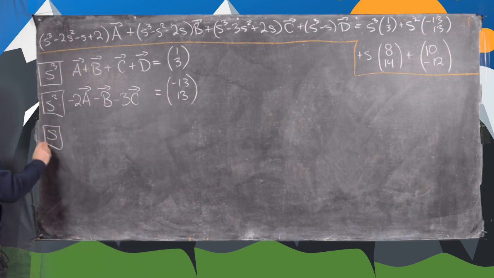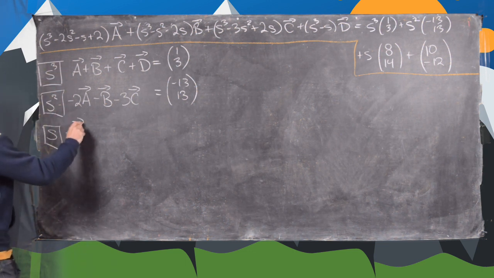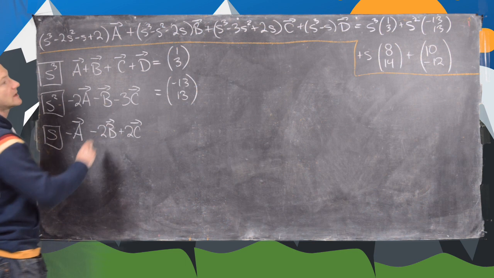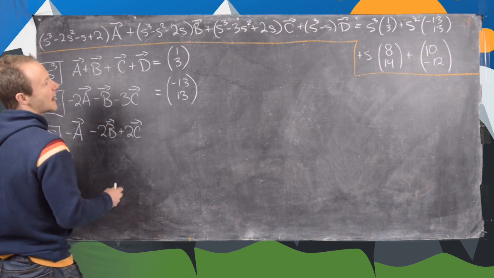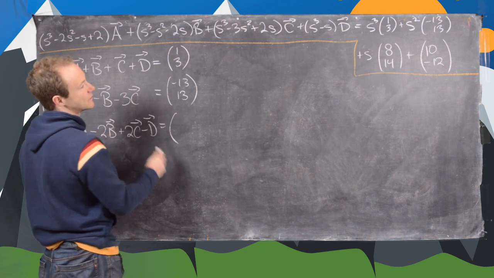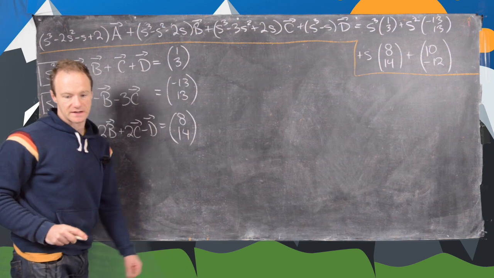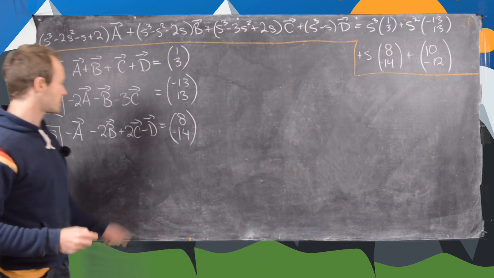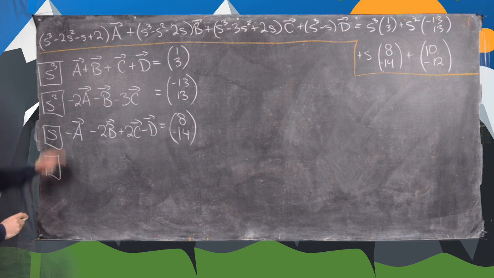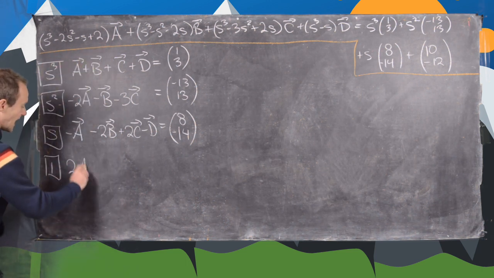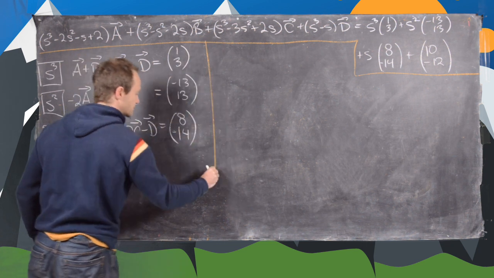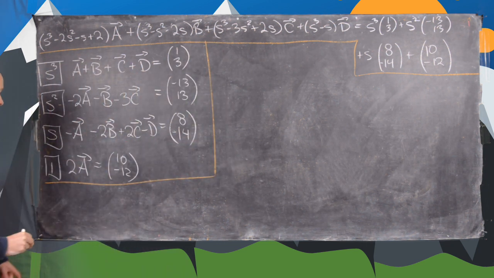Now we have the coefficient of s, so here we have minus a, and then minus 2b plus 2 vector c, and then finally minus vector d, and this is going to equal 8, 14. Sorry, that should be negative 14. This got switched when I copied it over. Okay, great, and now our constant. So on the left-hand side, we only have 2a, and then on the right-hand side, we have 10 minus 12. Okay, so let's put an orange box around this. This is our system of vector equations that we need to solve for vectors a, b, c, and d.